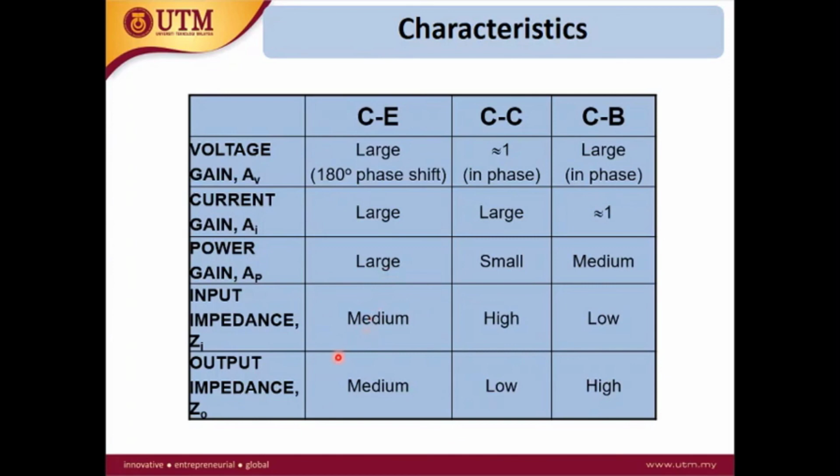Okay. But in terms of the input impedance, in the voltage amplifier, we prefer to have high input impedance. So in this consideration, maybe the common collector is more suitable. And for the output impedance, you need to have low output impedance. So common collector is also better. But the problem is common collector, the voltage gain is less than 1. So it's not amplifying the voltage.